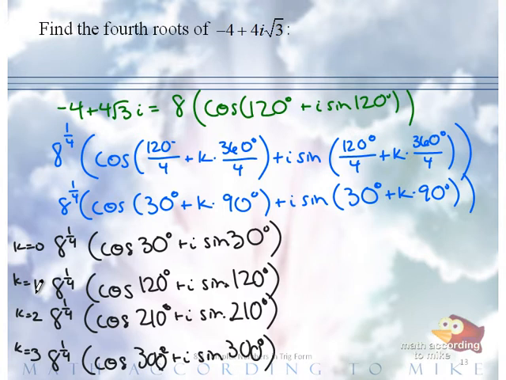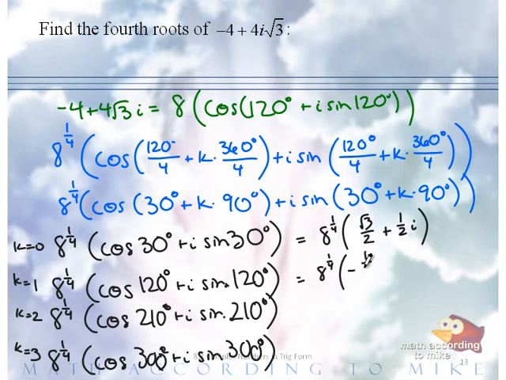All right. So we'll have 8 to the 1/4 times what quantity? 8 to the 1/4 times what quantity? Negative 1/2 plus radical 3 over 2 i.